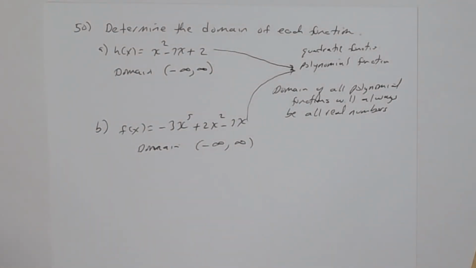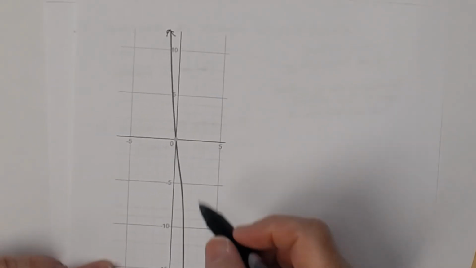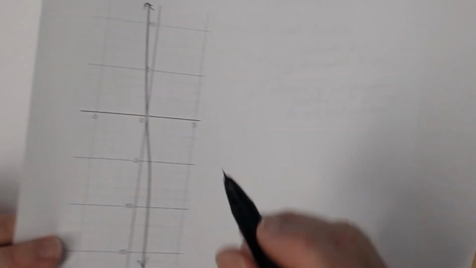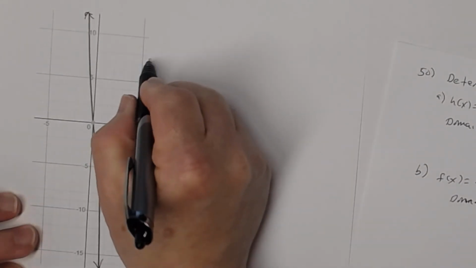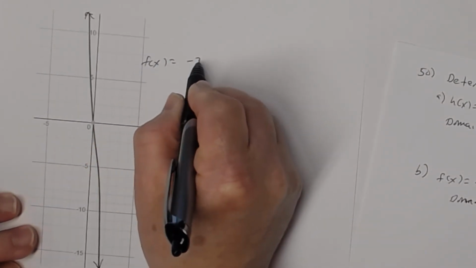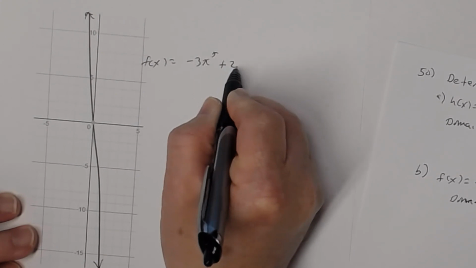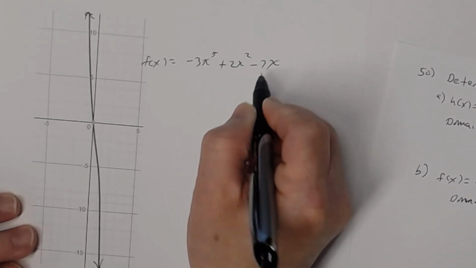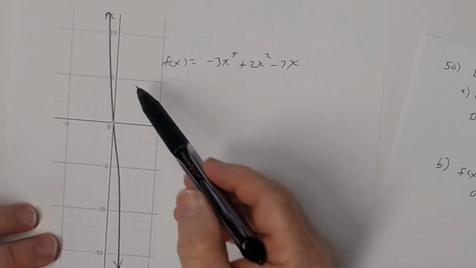And just to show you, this is what the graph of this function looks like. Let me go ahead and write it. This is f of x equals negative 3x to the fifth plus 2x squared minus 7x. And so the graph is this.